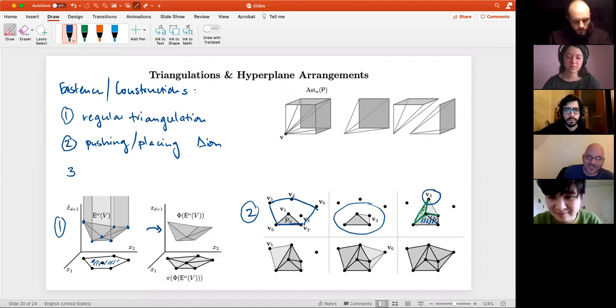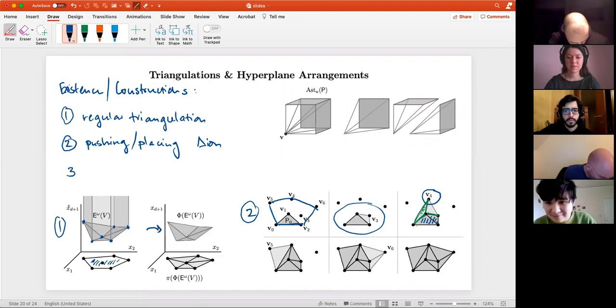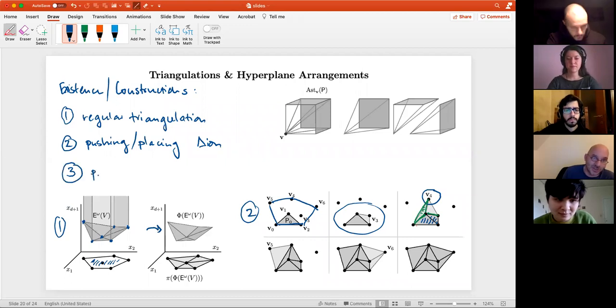Other questions before the last construction? Yeah, so the last construction is a pulling triangulation.